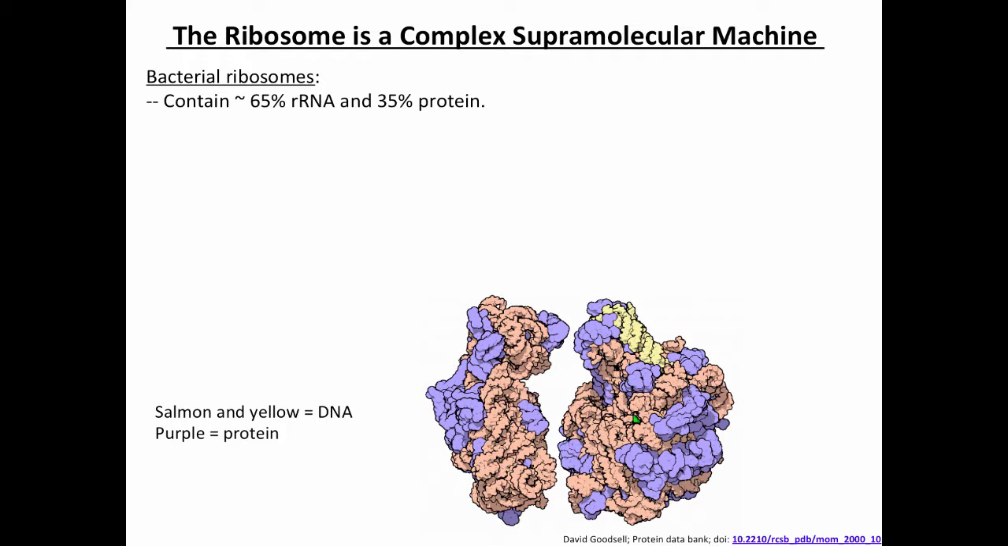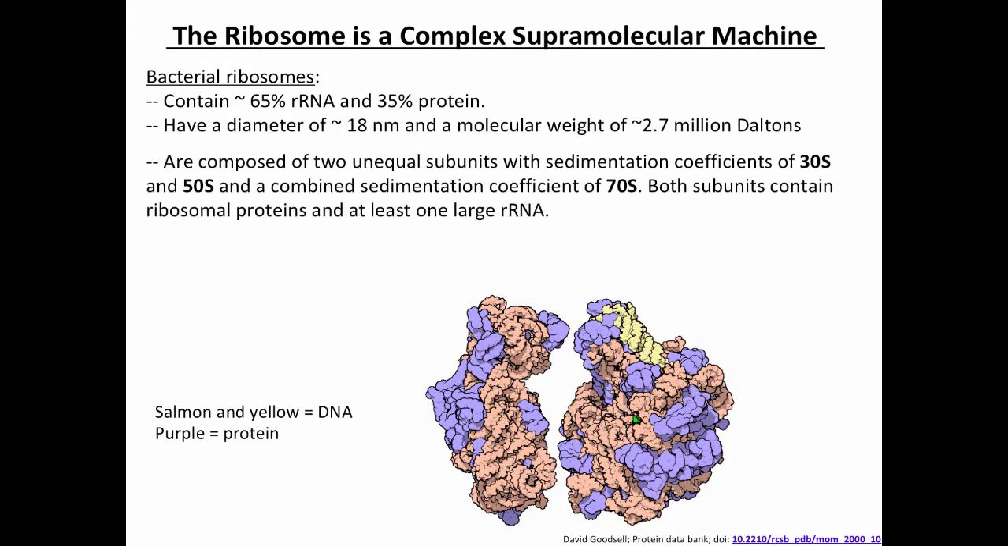Okay, so anyways, let's talk about bacterial ribosomes. Amazingly, they are mostly RNA. So it's 65% RNA, that's the salmon. This is showing the two different subunits of the bacterial ribosome, where you have in salmon, in yellow, it should be DNA, not RNA. And then 35% is protein, so that's your purple, that's protein. So you can see there's clearly much more RNA there. It's actually pretty large in diameter, 18 nanometers. In the context of a cell, that's gigantic. It has a molecular weight of 2.7 million Daltons.